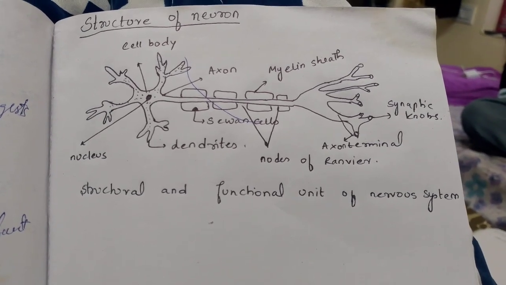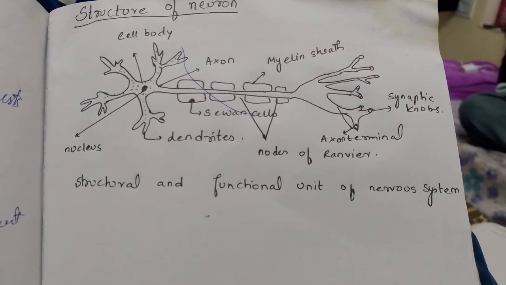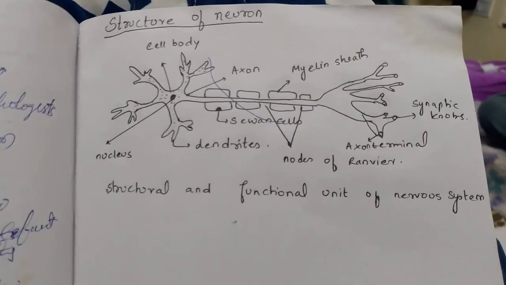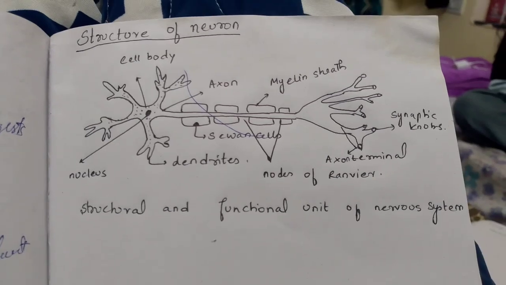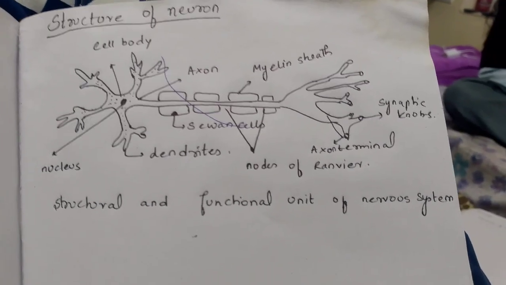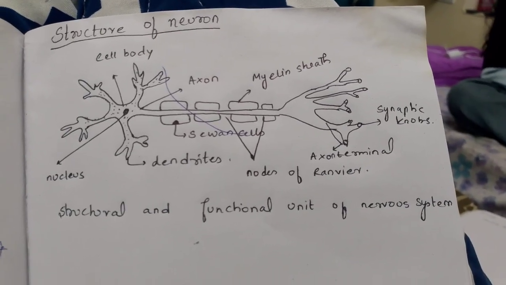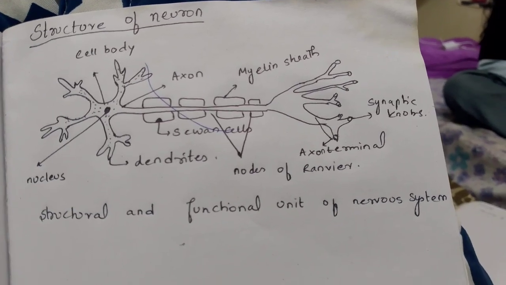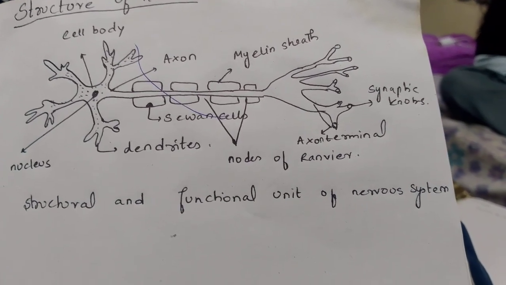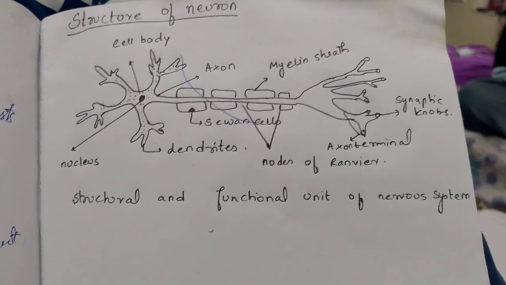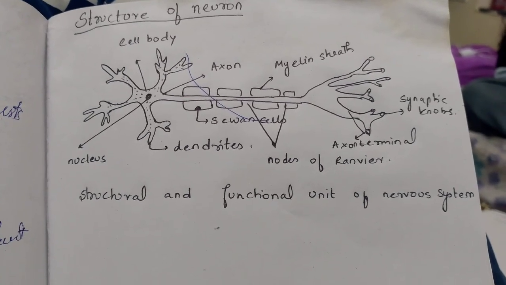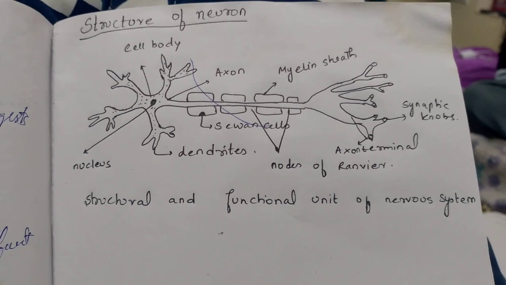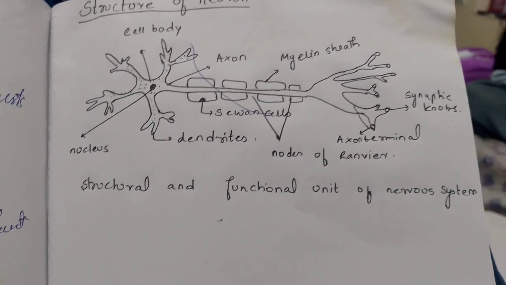Today we are going to discuss the structure of the neuron. The basic thing that we need to know about the neuron is that it is the structural and functional unit of the nervous system. And if you see, a neuron contains a cell body, nucleus, dendrites, axon, Schwann cells, myelin sheath, synaptic nodes, axon terminals, and nodes of Ranvier, right?